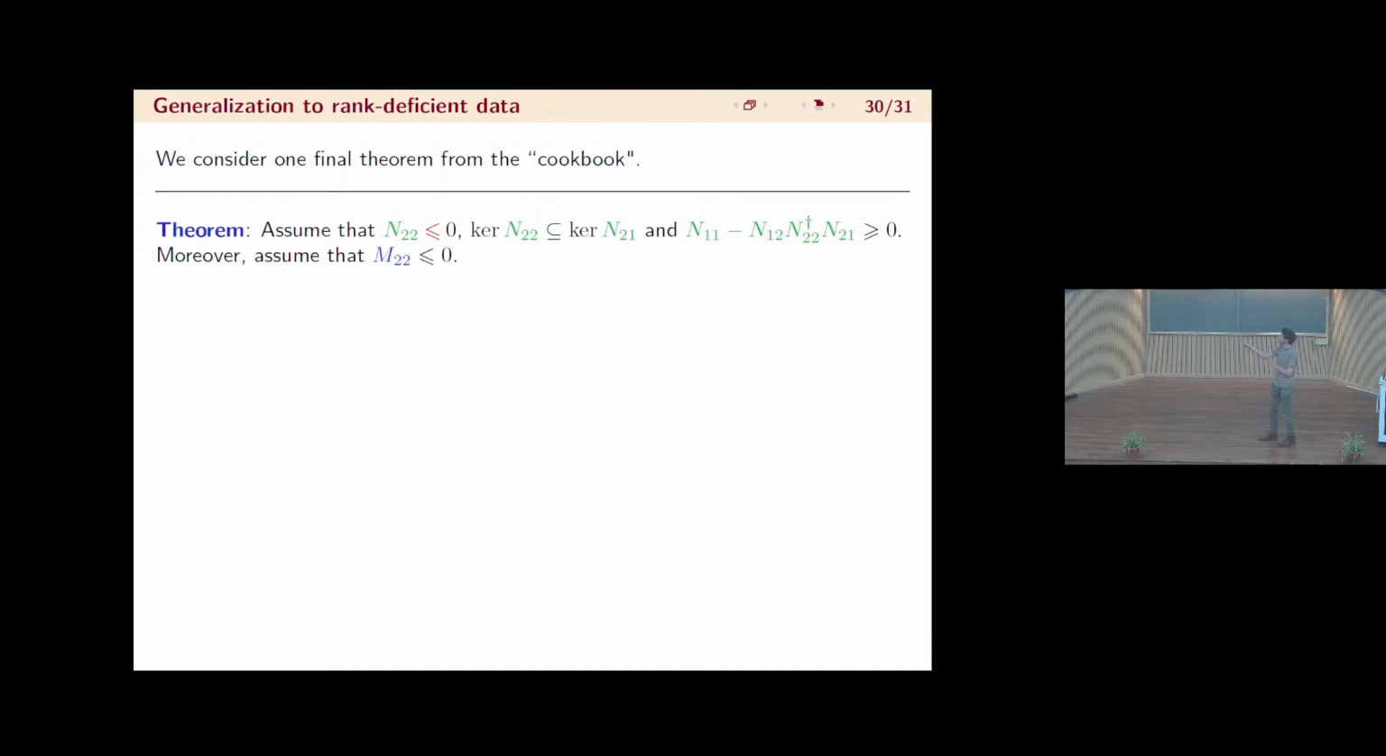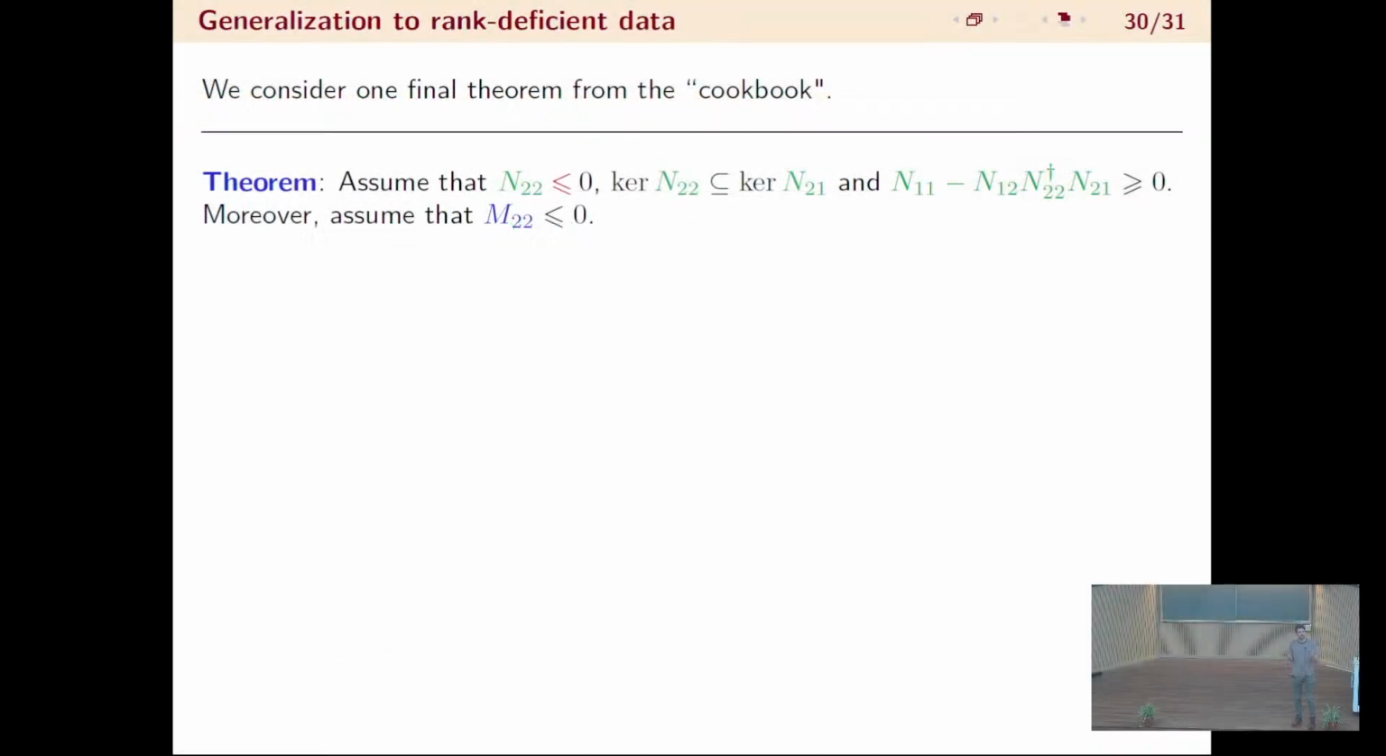We assume that N22 now is negative semi-definite. Before, if you remember, this matrix S-lemma was always assuming that N22 is strictly negative definite. But we dropped that assumption now. Here, it only needs to be negative semi-definite. Means that N22 can have some non-trivial kernel. So only negative semi-definiteness is assumed. We need a slightly technical assumption, namely that the kernel of N22 is contained in the kernel of N21.